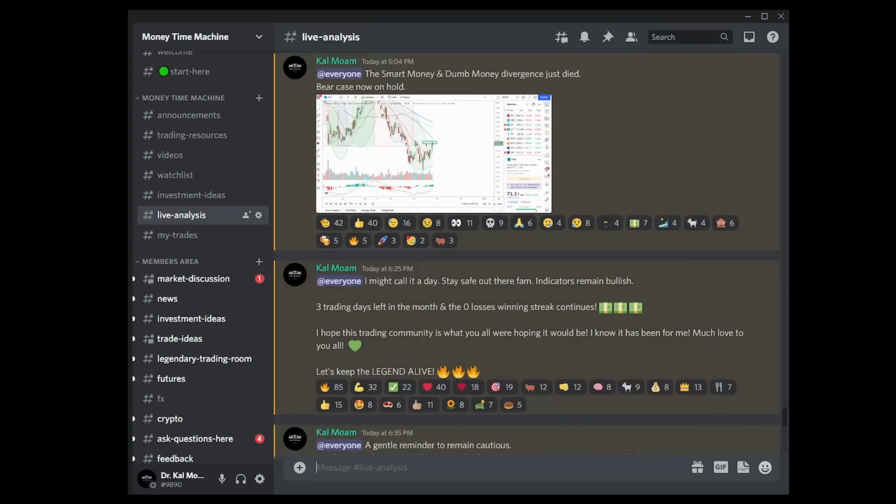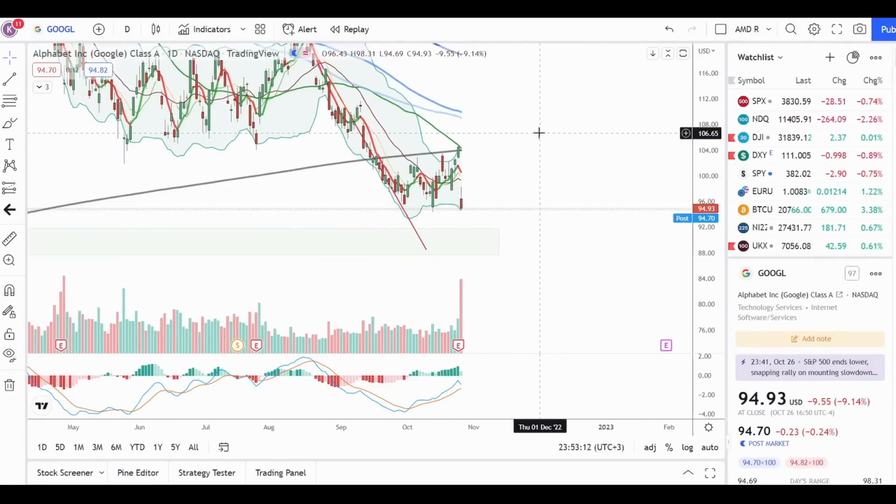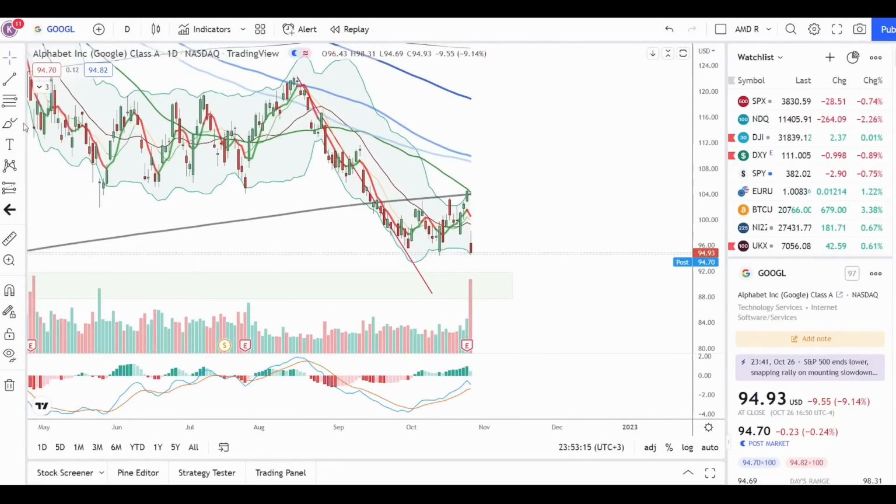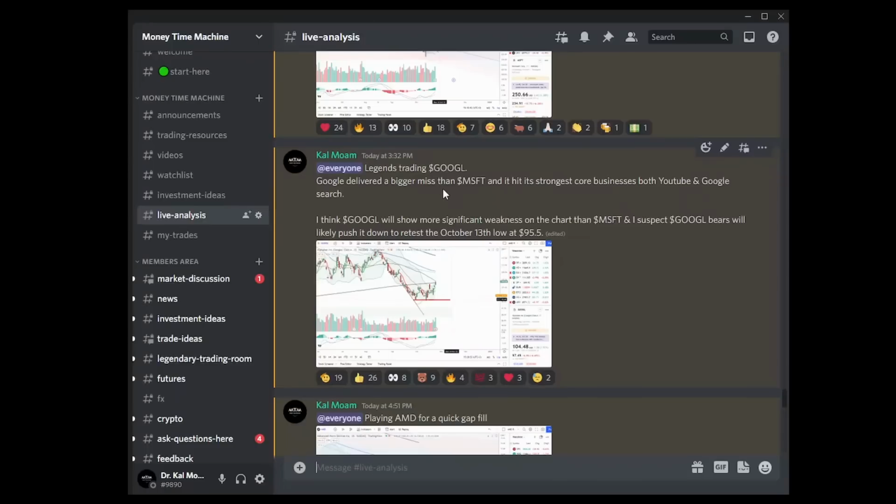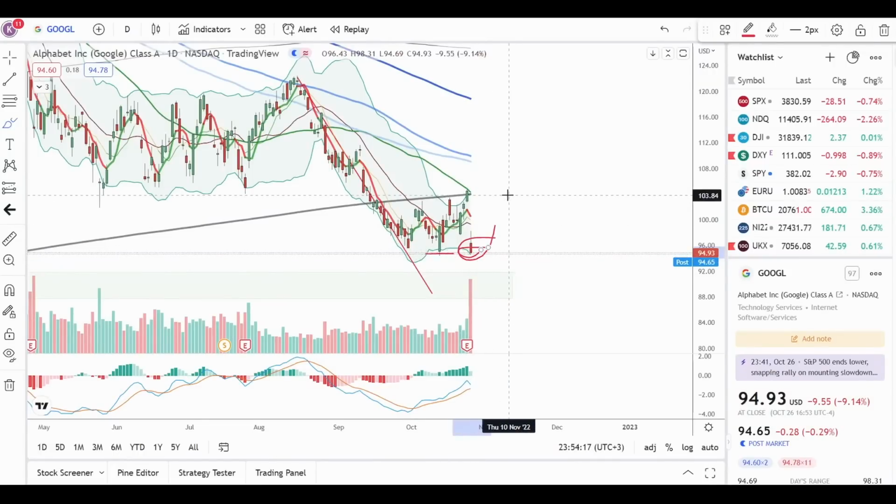I also made, by the way, another alert for Google. And in the alert, I did say that Google will in fact be weaker than Microsoft and will likely retest the October 13th low. Here it is. Google delivered a bigger miss than Microsoft, and it hit its strongest core businesses, both YouTube and Google search. I think Google will show more significant weakness on the chart. Bears will likely push it down to retest the October 13th low at 95.5. And boom, we got that today with a close at $95.